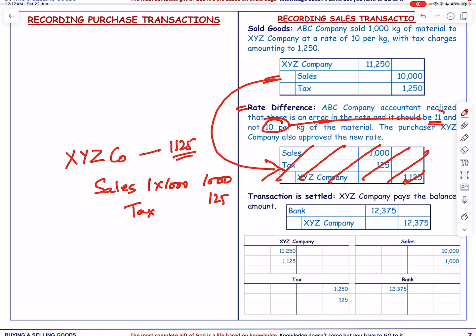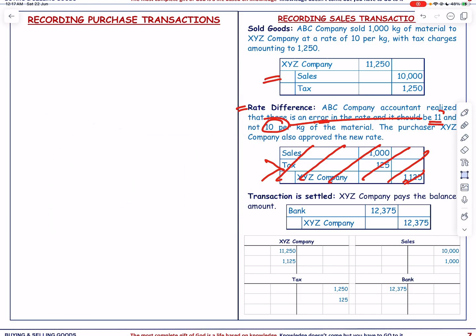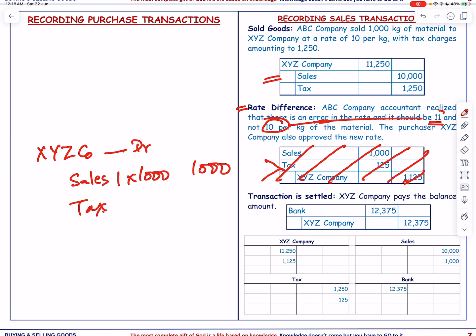Let me make it much cleaner. So XYZ company will be debit. We will record the amount in a minute. Sales will be 1 times 1000, the difference, that is 1000. And taxes are also going to increase by how much? By 125. And then this amount will be debited by 1125.